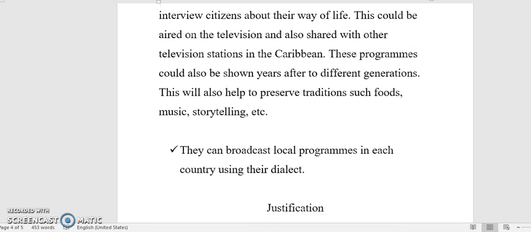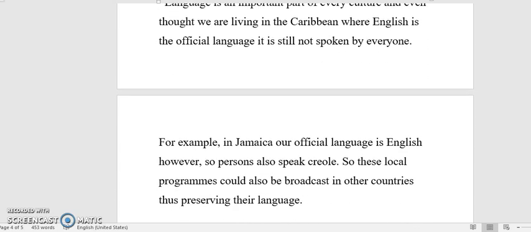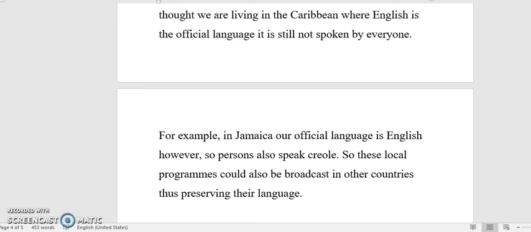All right. Another point, they could broadcast local programs in each country using their local dialect. This will work because language is an important part of every culture, and even though we are living in the Caribbean where English is the official language, it is still not spoken by everyone. For example, in Jamaica, our official language is English, right? However, not everybody speaks English. Some persons speak Creole.